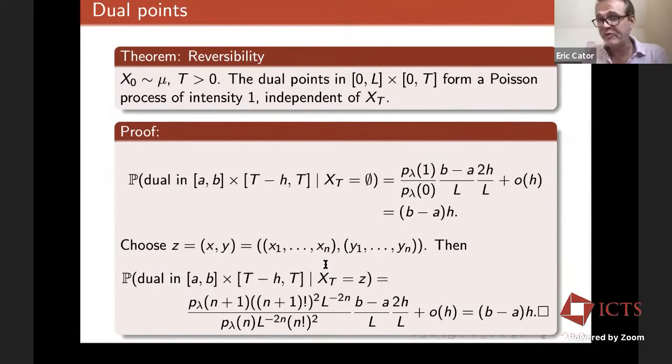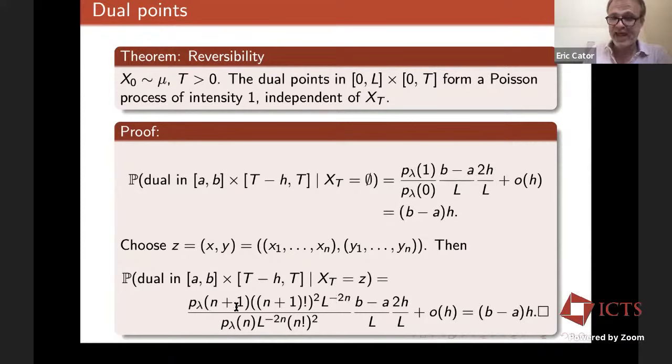Now, just as before, I will condition on some arbitrary configuration at time t, and I will wonder what is the conditional probability that there's a dual point between t minus h and t. And you get the same argument. You need n plus 1 positive particles. One positive particle has to be annihilated by a negative particle, and the other ones have to end up in the correct position, this position z. So you get the same factor as we had before.